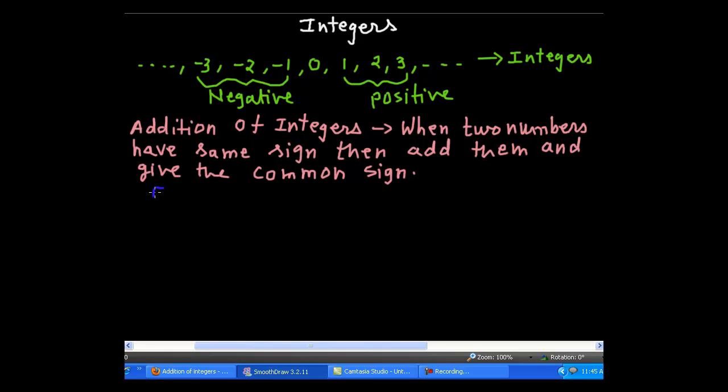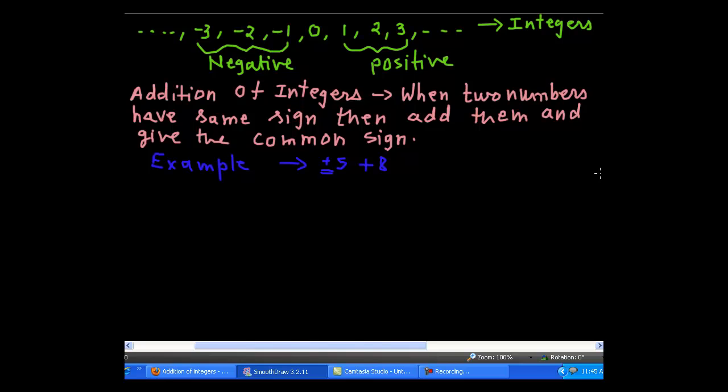For example, if I consider 5 plus 8, as there is no sign before 5, consider it as positive. Now both the numbers have the same sign, so add them and give the common sign. So 5 plus 8 is equal to 13 and the common sign is positive. So positive 5 and positive 8 gives you positive 13.